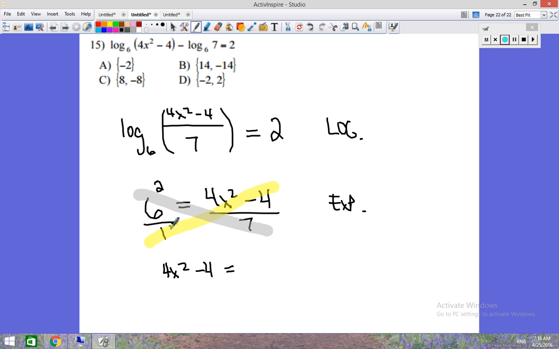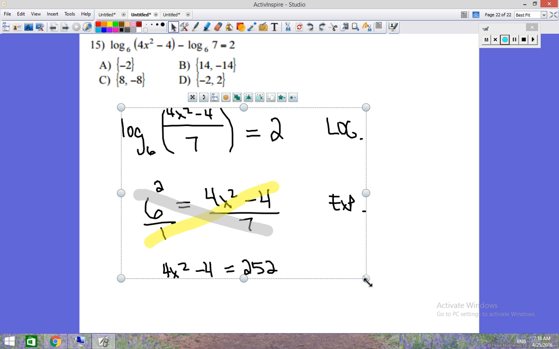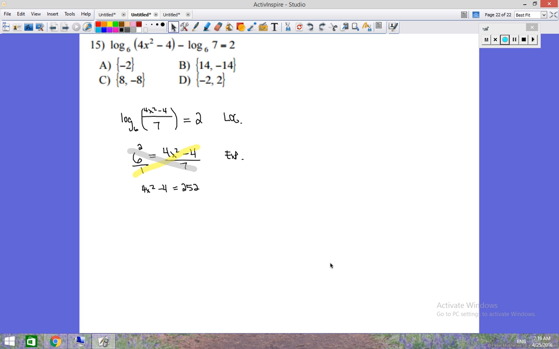6 squared is 36. 36 times 7 is 252. This is a quadratic equation. Now before, I just saw a quadratic equation and I immediately put it in standard form, but upon closer inspection I see there's no x term, so we can just solve this directly, getting x squared by itself.